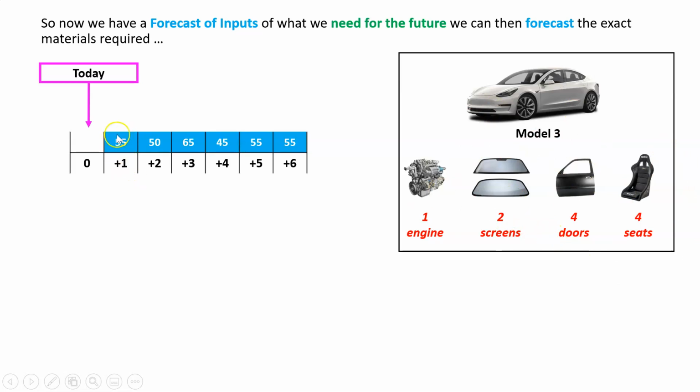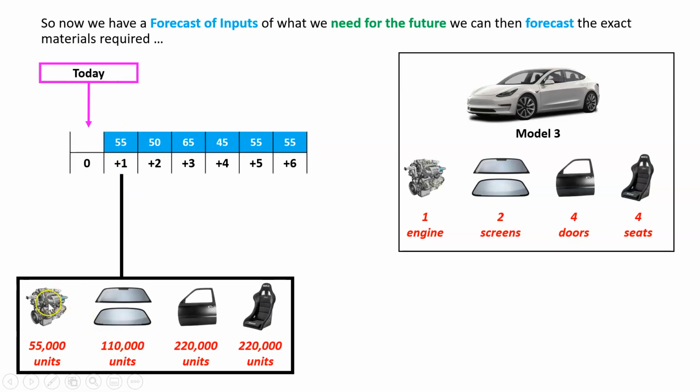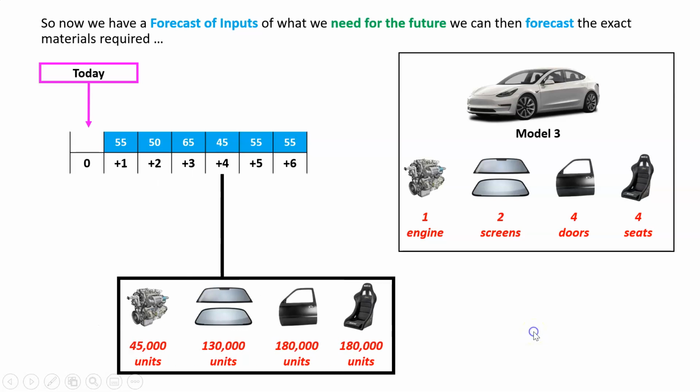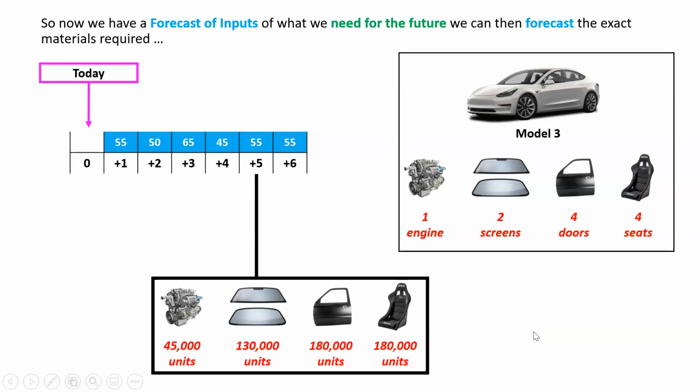We think in a month's time we're going to produce 55,000 of these. Well, we now know that means 55,000 engines are going to be needed, 110,000 screens, because there's 2 in each car. There's 4 doors, so that's 220,000 doors and 220,000 seats. And we can organize to get those parts on stock on hand now and put them in inventory. Then we can even look ahead and start to break each of these months down and know roughly how many parts we're going to need, and make sure we've got them in inventory so we can put them into our operation system to make the product.